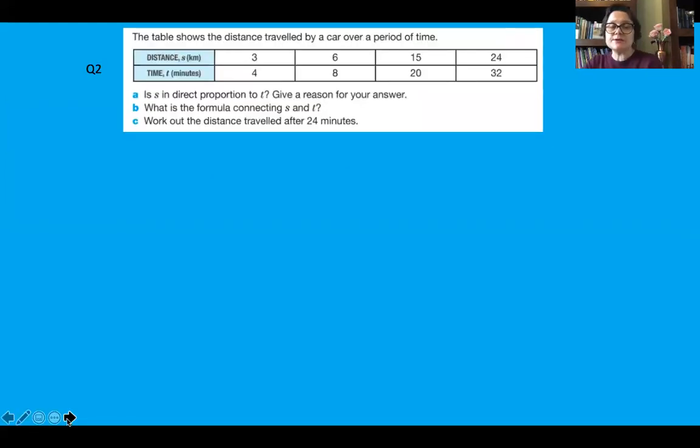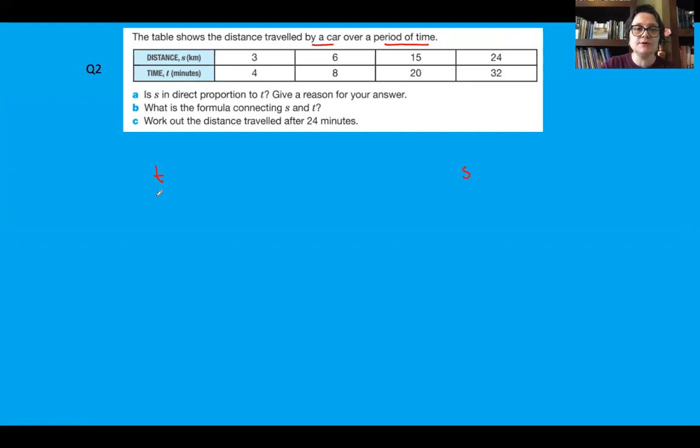Now, in these questions, the answers are put in a table, as you see. We have the distance traveled by a car over a period of time, S, in direct proportion to T. Give a reason for your answer. So we have, again, two quantities, the distance and the time. Let's put the time here and the distance S in here.